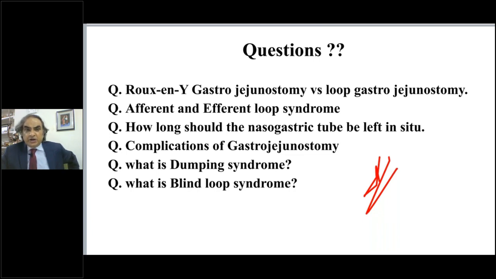Because there are situations where, if on ultrasound you find the liver is studded with metastasis, you may not need a CT scan at all, because that's disseminated disease. Or if there is ascites, then you may not need it. I hope that's clear. You answered it. Thank you, sir.